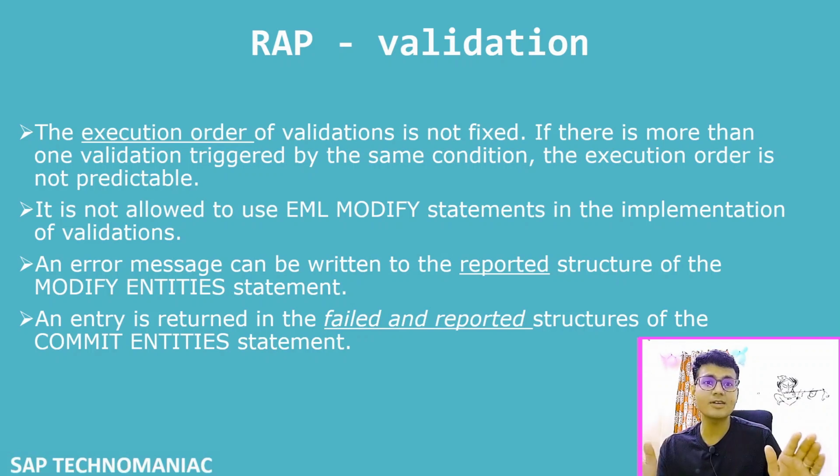And we should not write any modify statement; a modify statement is not allowed at all, because validations are just used for validation purposes, not for modifying the business object. If you want to modify anything, then you have to write your code in the determination, not in the validations. And obviously, since we are doing validations, there will be two important interface parameters, the report and the field structure, which we have to fill. That we will also see in the practical part.